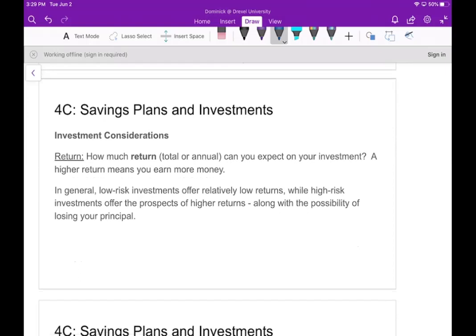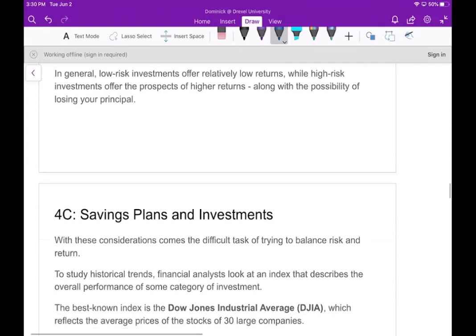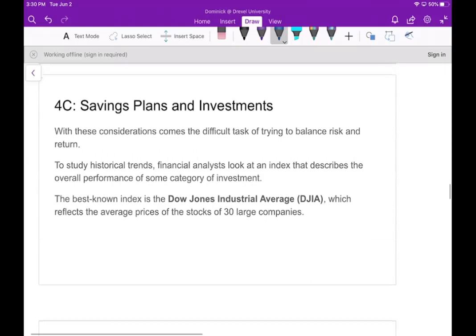And the last investment consideration that we'll discuss here is the idea of return. How much return can you expect on your investment? Which means how much money are you getting out of that investment? So a higher return means you earn more money. Now, in general, low-risk investments offer relatively low returns, while high-risk investments can give you the prospect of a higher return, but you can also lose what you started with as well. So, of course, then the question becomes, how do we balance risk and return?